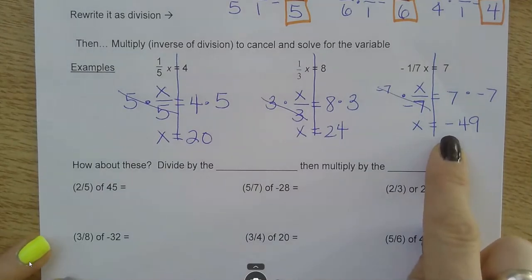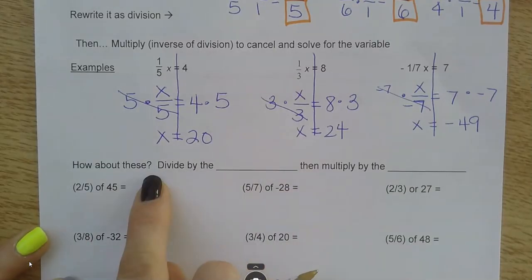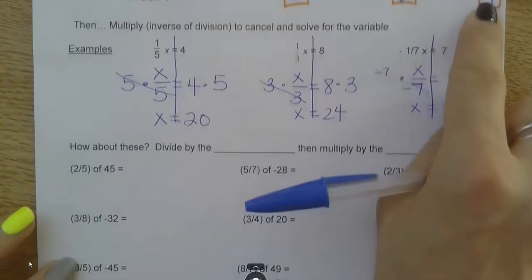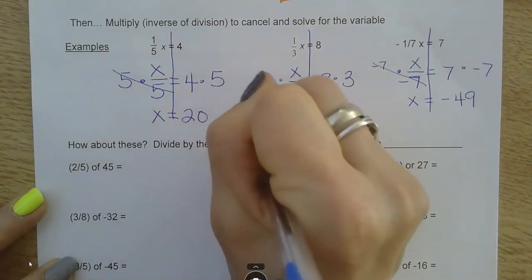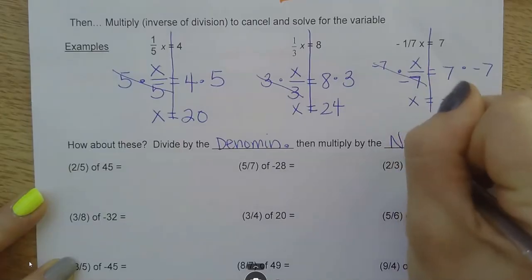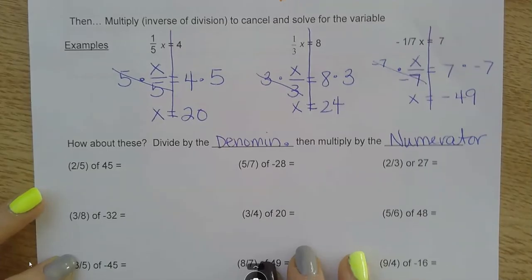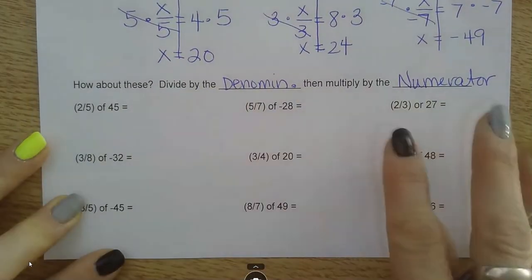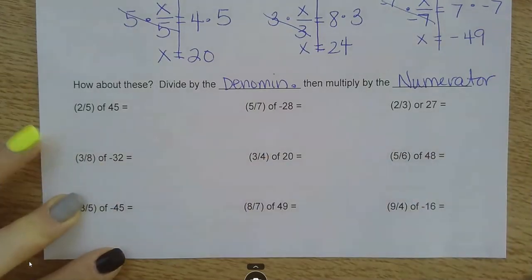How about these? What if I have a fraction times a number? Here's what we're going to do. Like we saw up here, we're dividing by that denominator each time. So write this in, divide by the denominator, and then multiply by the numerator. We could go back into multiplying fractions and work this out the long way, but I'm going to show you a shortcut. And I have lots of examples here for you to practice.